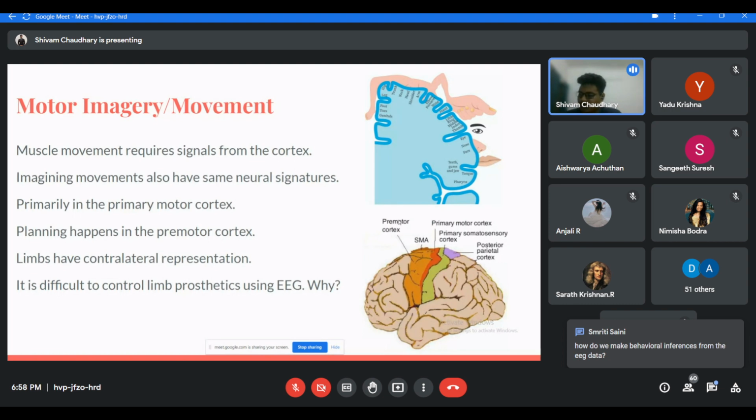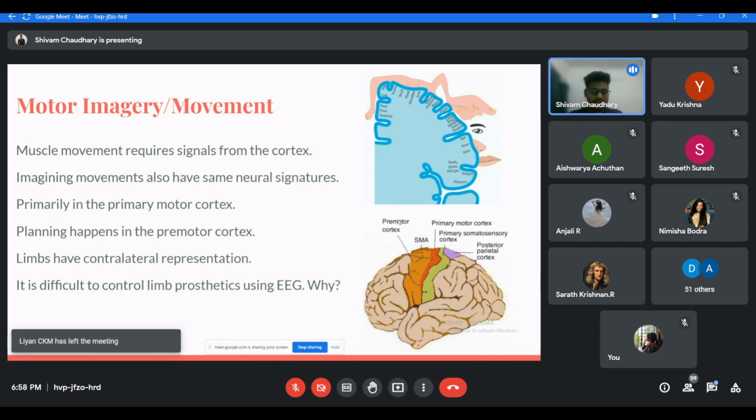So we have a question. How do we make behavioral inferences from EEG data? As I said earlier, the EEG data in itself is like the white noise that you see on your old CRT TVs. We can't make out much from it, but we can certainly see the differences between behaviors.